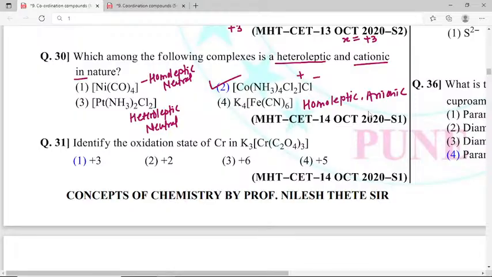Identify the oxidation state of Cr in K3[Cr(C2O4)3]. So potassium has a +3, whole complex has a -3. So Cr having the value X plus 3 times oxalate, so this is -2. Overall charge on complex -3. So X minus 6 is equal to -3. So X is equal to +3. So first is your answer. +3.